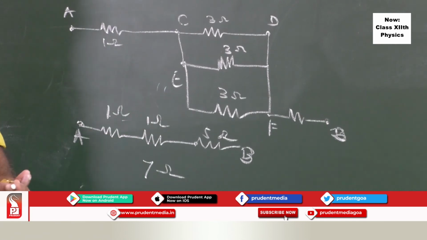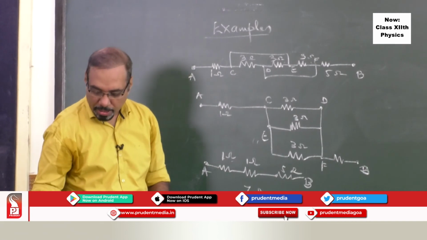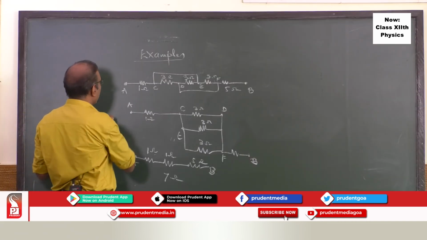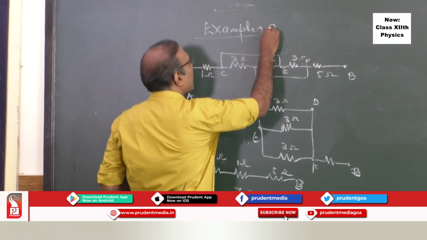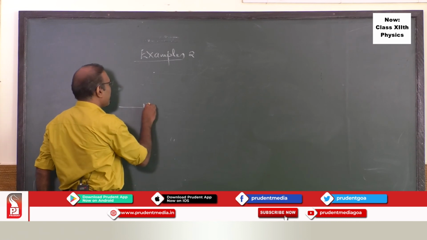So that's the way we can solve this type of circuit. Take up this type of network and go through this type of network more or less based on this part. Another example, let me take, this is one example. Let me take another example, example number 2. Suppose we have a circuit like this.